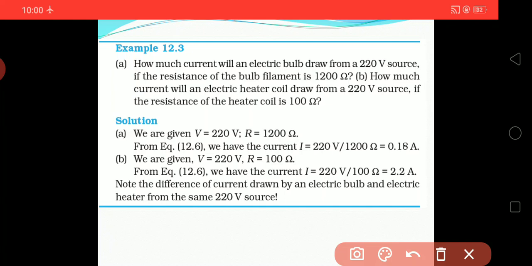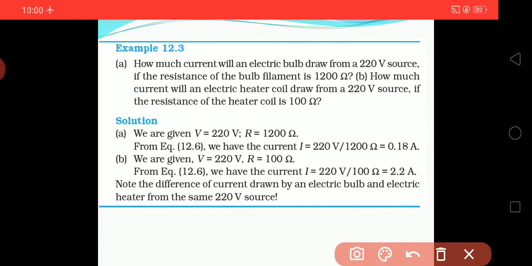Example 12.3. How much current will an electric bulb draw from the 220 volt source if the resistance of a bulb filament is 1200 ohm? Here we can see that the potential difference V is 220 volt, while the resistance is 1200 ohm. That is our resistance, denoted by R.